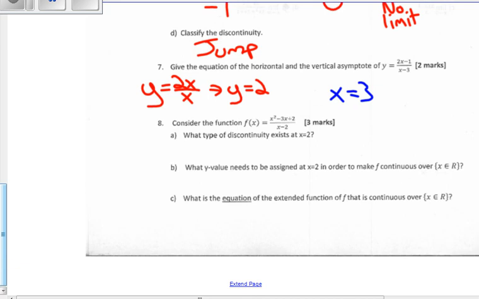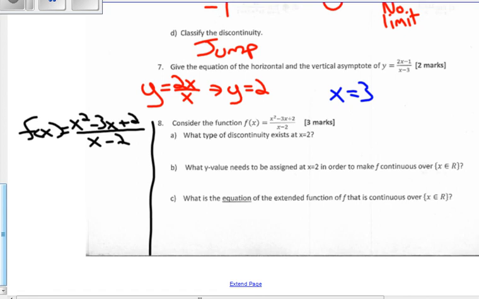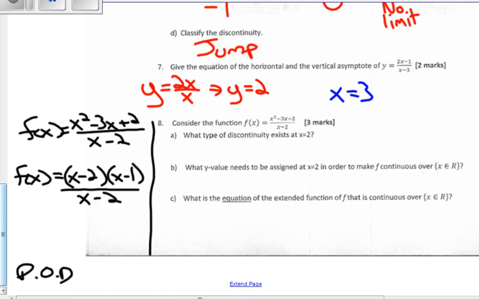Consider this function. Okay, so I'll write the function out over here. F of x is x cubed minus 3x plus 2 all over x minus 2. When you see that, you probably want to factor it out to figure out whether we're talking about a vertical asymptote or possibly just a point of discontinuity. Okay. So let's follow this through. This is going to factor into x minus 2 and x minus 1. Oh! So there is a point of discontinuity on this. And it's going to be at 2.